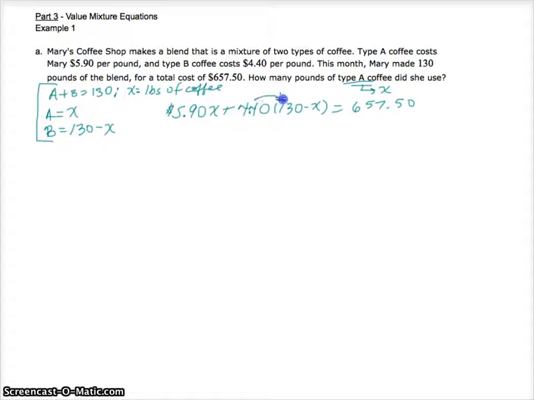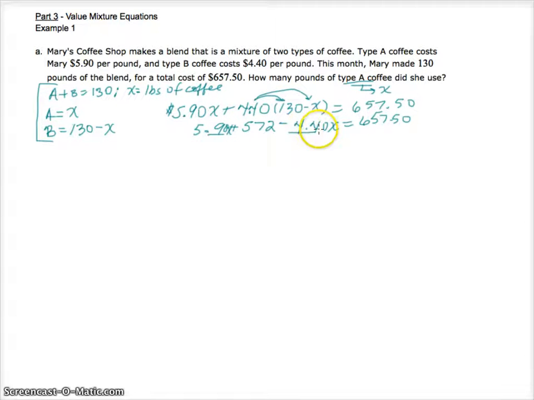Now we can start simplifying this. I've got to distribute the 4.40 into the expression here. This gives me 572 minus 4.40x plus 5.90x equals 657.50. Now I can combine my like terms here.